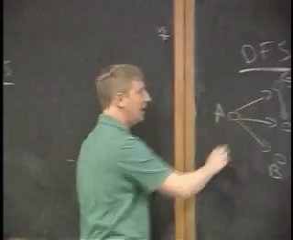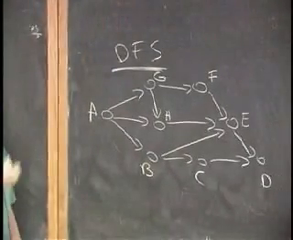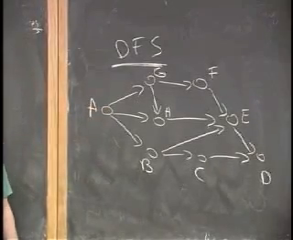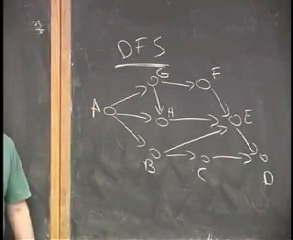So we start here. At the beginning, all the vertices are unmarked. We haven't seen any of them. We start with this depth first search on A, so we mark it, and we mark it 1. We're going to keep a count. It's the first one we started.